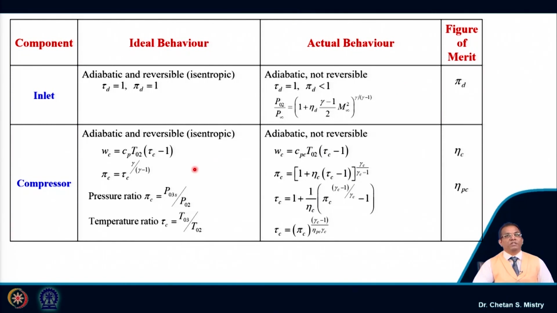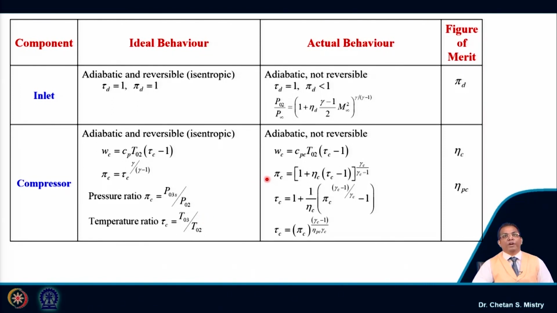Now, for the compressor, we considered the ideal process to be isentropic, where the work done we calculated in terms of m Cp delta T0. The pressure ratio we defined as the outlet pressure to the inlet pressure. The temperature ratio we defined as the outlet temperature to the inlet temperature.